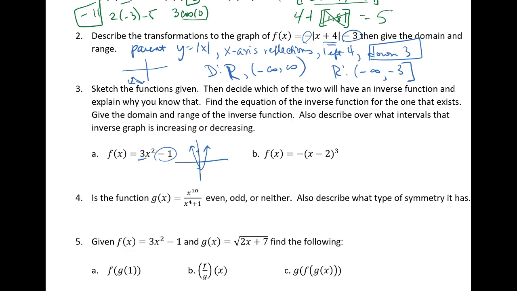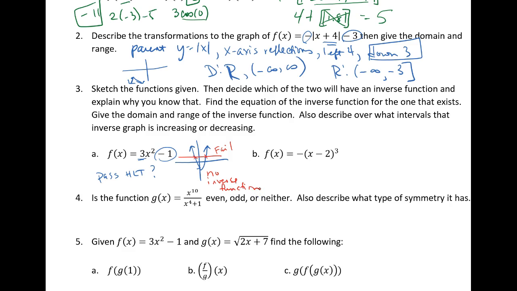Now, to know if something has an inverse, it has to pass the horizontal line test. And so my brain is thinking, does this pass the horizontal line test? Well, no, it does not. Because if I draw a horizontal line, I cross the graph more than once, which means it is a fail. And if it's a fail, then we are not going to have an inverse function. Okay? So I'm done with that one.